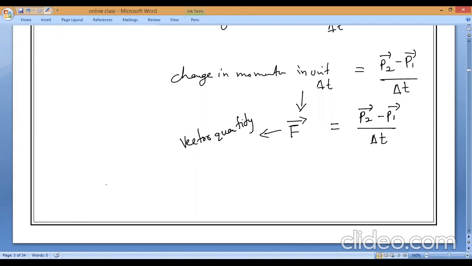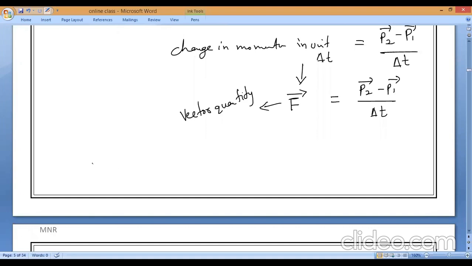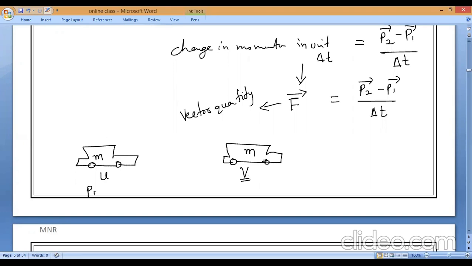Now, you tell me, final momentum means what? Last class we considered, for example, a car that is moving. Its initial velocity is u and its mass is constant. After a certain period of time, the mass is the same, but the final velocity is v. Now, what is the momentum in this case? Anybody? Before, the initial momentum, what is that?